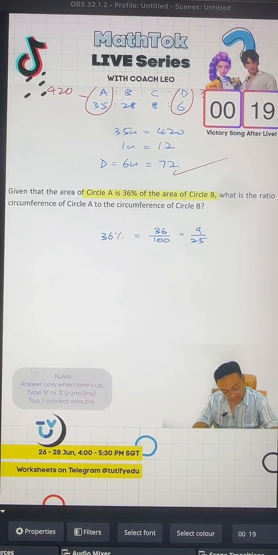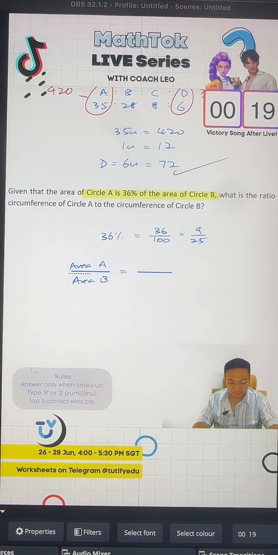So students, if the question tells you that circle A is 36% of circle B, so when you say area of circle A out of the area of circle B, right? Let's say that circle A is smaller than circle B because circle A is only 36% of circle B. That means circle A is definitely smaller. So when I find the area of circle A, pi r squared, I'm going to use a small letter r. Then when I find the area of circle B, because circle B is bigger, pi big R squared. That's the area of a circle.